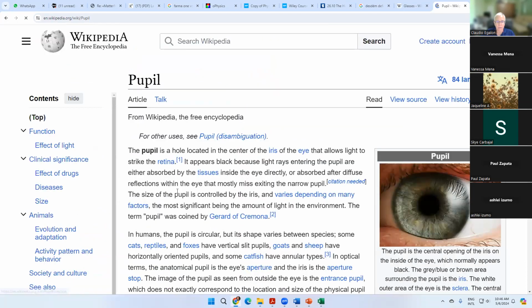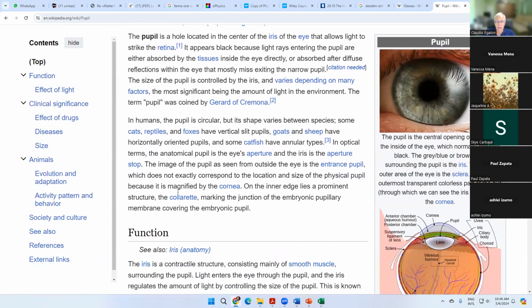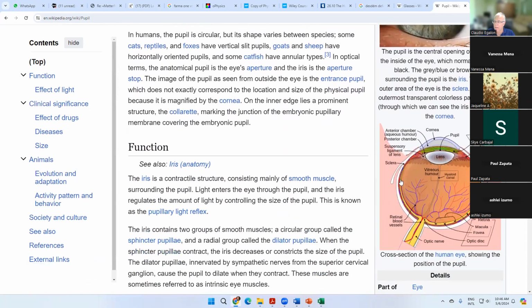Pupil, here you go. Function, here you go, the eyes, right? The length of the eye, the pupil, sclera, ciliary body, iris, the cornea, aqueous humor. So the cornea has some refractive power. The aqueous humor also has some refractive power, okay?